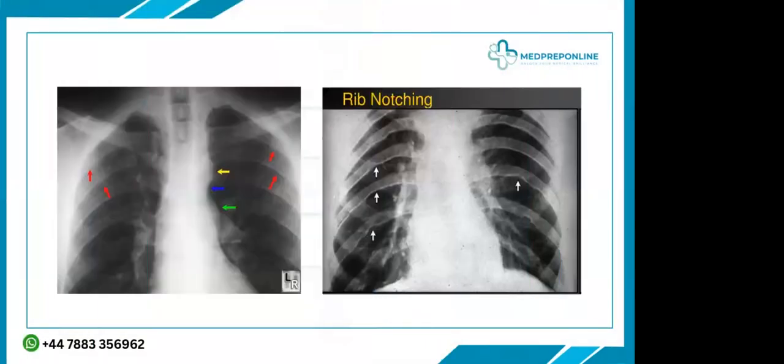So this is the sign. And these are the rib notching. Here you can see, it is clearly visible. This is called the rib notching. You can see that the intercostal arteries are running here, and because they are going to supply the lower limbs, this is going to cause the rib notching. You can see this is the rib notching.